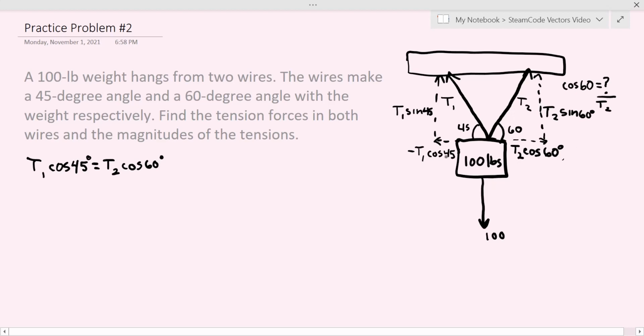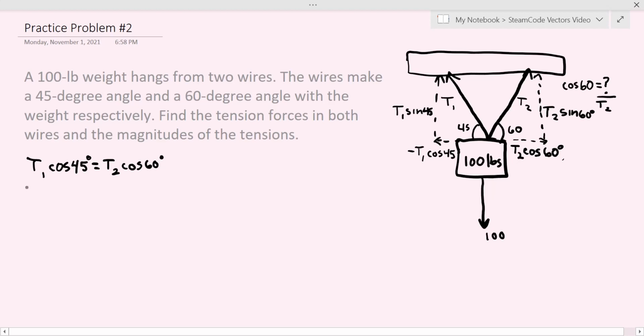T1 cosine of 45 is the component of this tension force in the x direction of tension 1. And those have to cancel out because this weight is not moving in the x direction. So those have to equal one another. Now in the y direction, the addition of these two vectors has to equal the weight force pulling down.